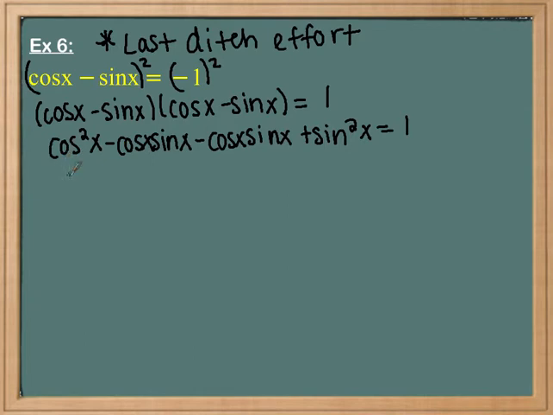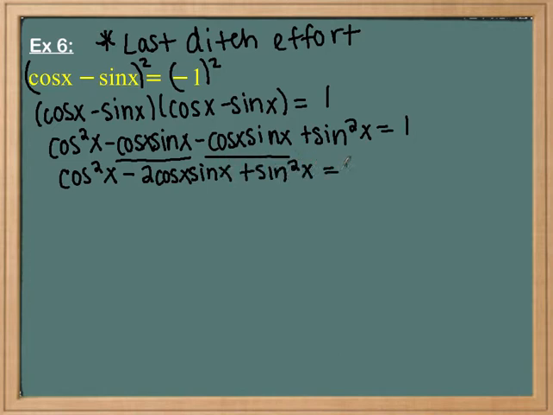We've got cosine squared of x minus, these are like terms, so that works out to be 2 cosine of x sine of x plus sine squared of x equal to 1. And I think a lot of you at this point are recognizing we have a couple of our favorite things here. Cosine squared plus sine squared are Pythagorean identity. So I can wipe those out and replace that with a 1. I still have my minus 2 cosine of x sine of x.